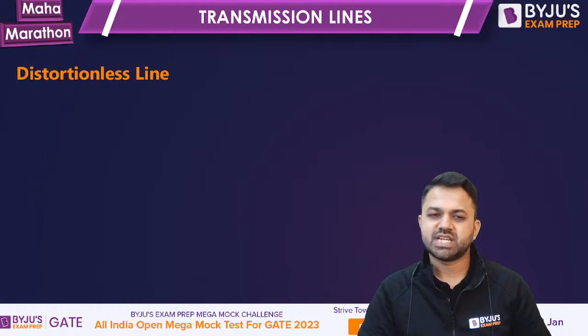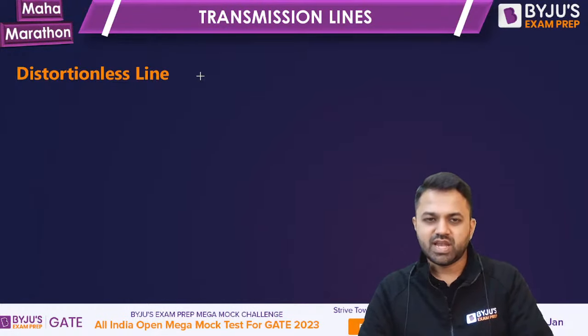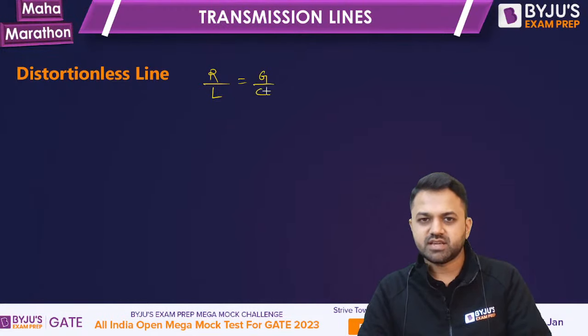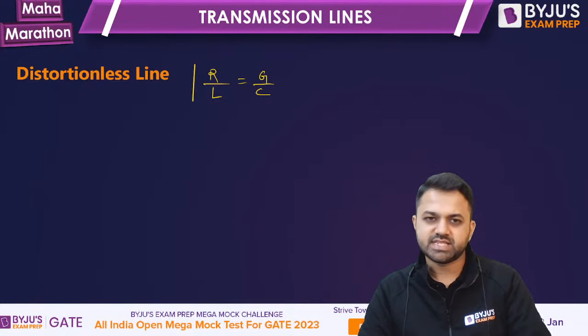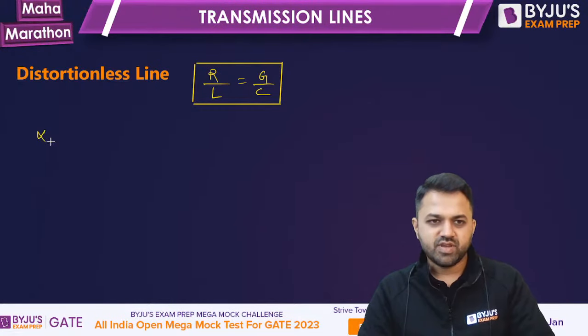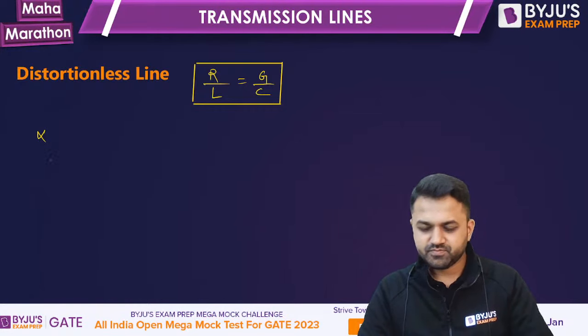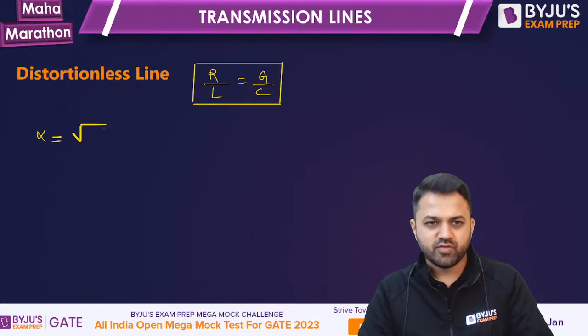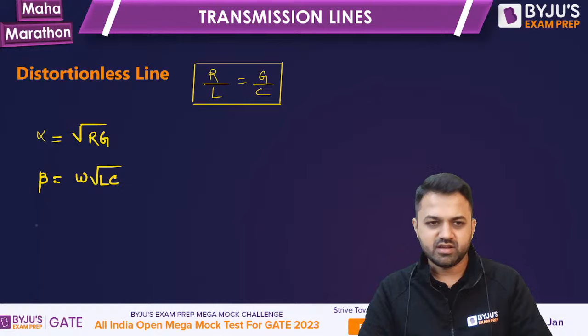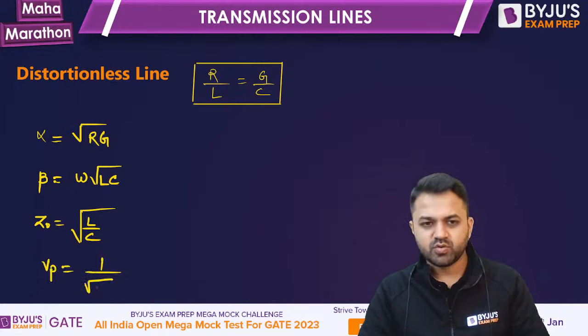So next is the distortionless line. How do you define the distortionless line? A line is said to be distortionless if R by L is equal to G by C. So what are the different parameters for this? We calculate the value of alpha. The value of alpha is root over RG. The value of beta is omega root LC. There is no change in the value of beta. The value of characteristic impedance is root over L by C. And the value of VP is 1 upon root LC.